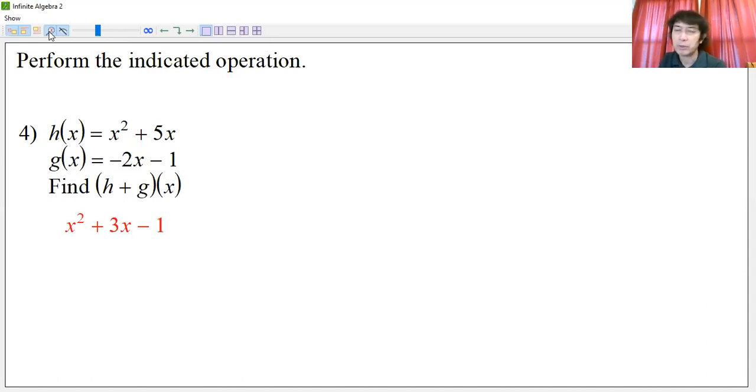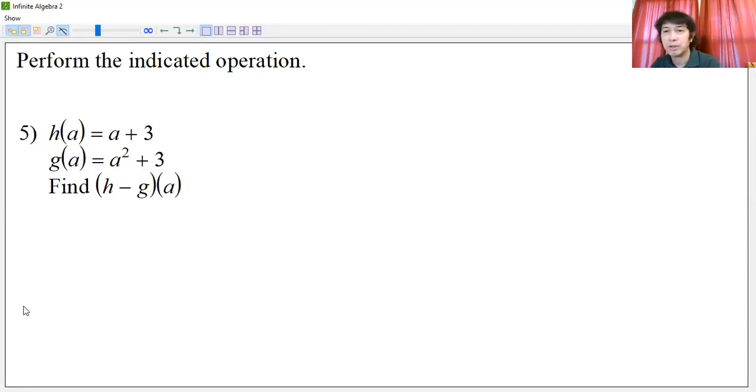Let us now proceed to the subtraction. Okay, subtraction is from 5 to 8. Here is the first one. All right, you can see here the requirement, find h minus g. Okay, it's a minus. So we're going to do a subtraction here. All right, let me just write the problem for number 5. While you're glancing at the problem, you may write it down there and you can try it too.